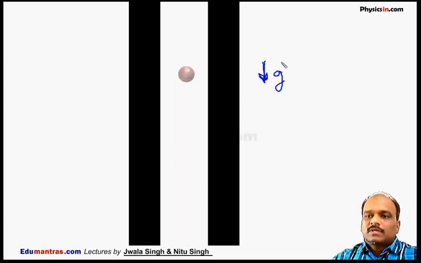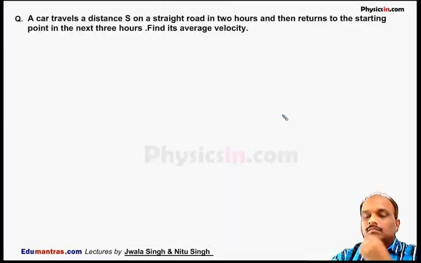This is the maximum height attained by the ball. It falls downward under, this is accelerated motion. This is also accelerated motion under gravity. After watching this video, now we are going to discuss some fundamental questions based on uniformly accelerated motion.